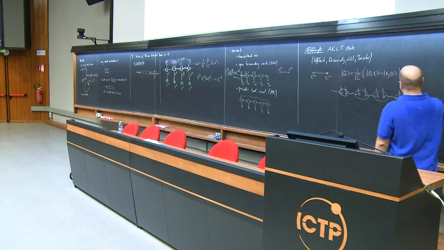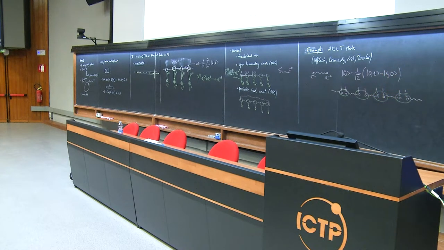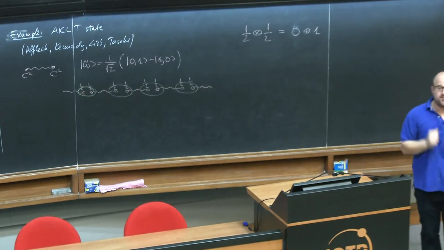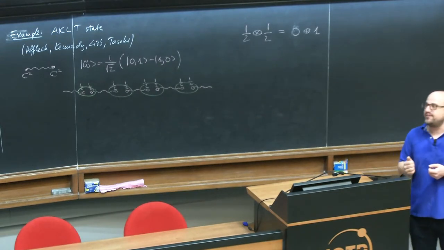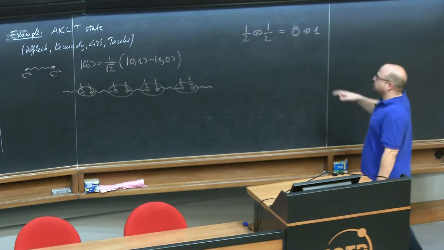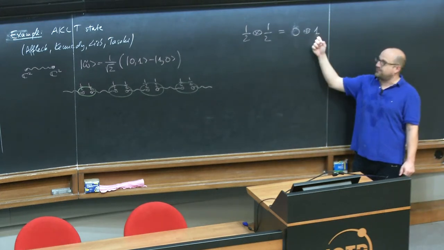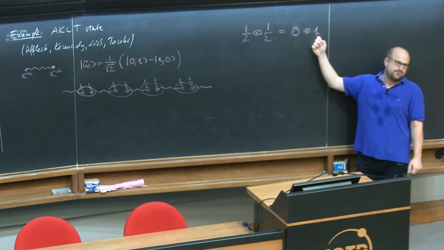What would be a natural way if we want to respect spin symmetry? Well, we know that two spin one halves can be decomposed as either a spin zero or a spin one, right? So the total Hilbert space of two spin one half particles has a spin zero subspace and a spin one subspace. So a natural choice with respect to spin rotation symmetry would be to choose either these degrees of freedom or these degrees of freedom.